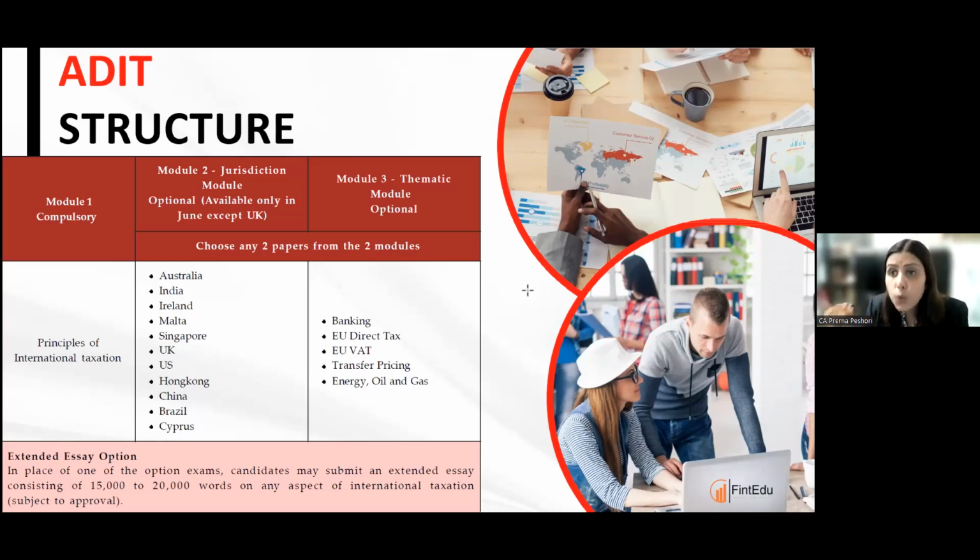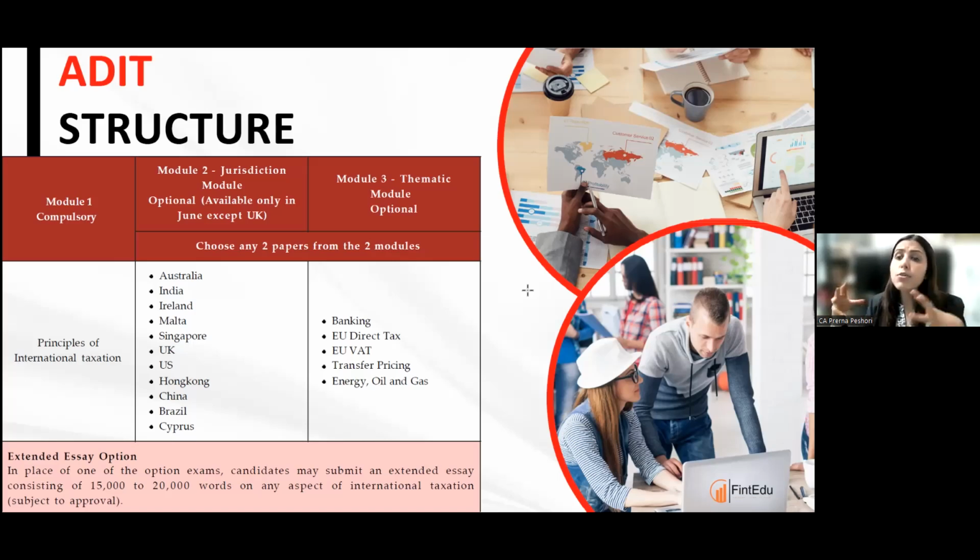So if you are somebody who's working in the energy sector, or you want to get into that sector specifically, you want to focus on that, you have to then learn the international tax issues concerning energy, oil and gas. So you can take energy resources as an option, or you can take transfer pricing as an option.